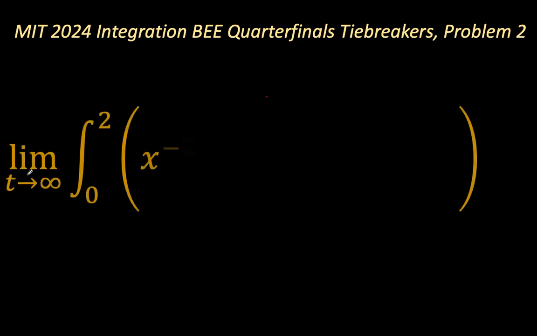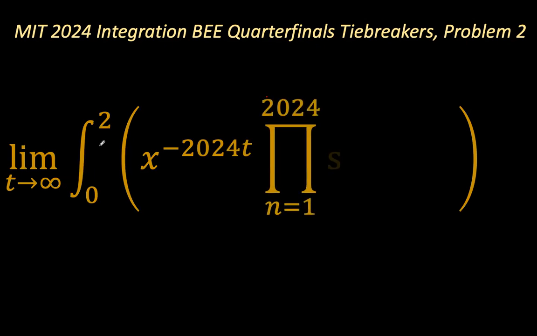It is the limit as t tends to infinity of the integral from x equals 0 to x equals 2 of, in brackets, x to the power negative 2024t times the product from n equals 1 to n equals 2024 of sine of (n times x to the power t), close bracket and close the bigger brackets. So this is our problem. Very interesting. I love it.